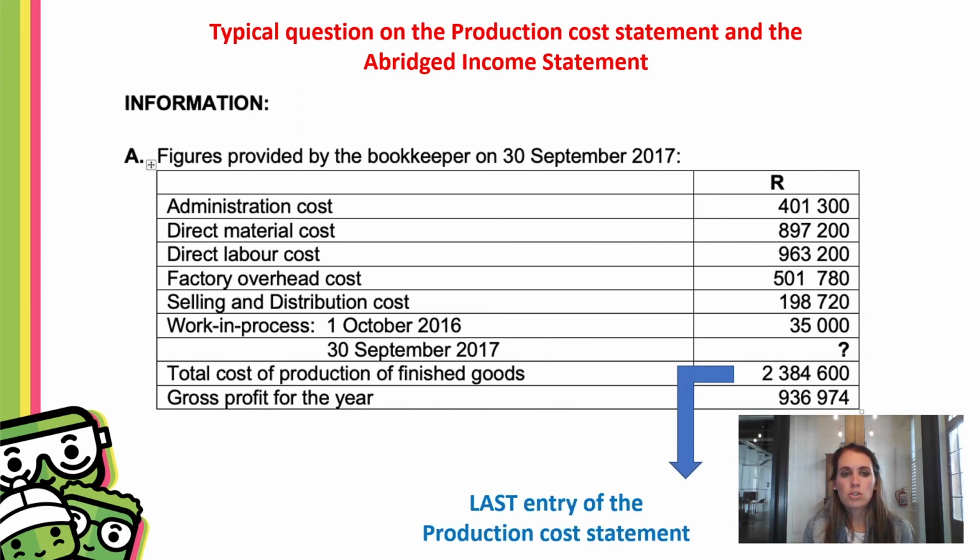The total cost of production of finished goods is the last entry in your production cost statement. The words tend to be confusing, so you need to memorize that line because they sometimes give that amount to you and we don't know what to do with it and where to put it. That's the end amount in my production cost statement.